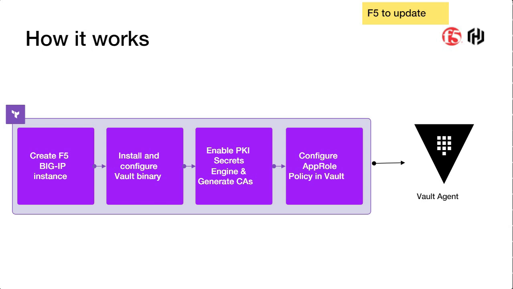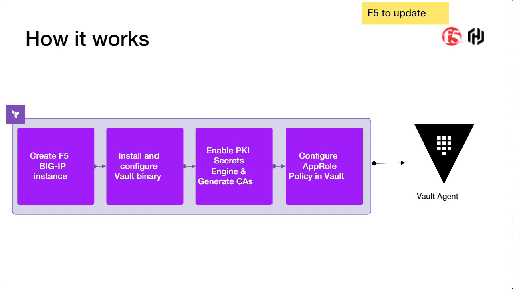So this is the process actually. What we're going to do is create BIG-IP, install and configure the Vault binary as well, start up the Vault server, then enable PKI secrets, generate CAs, and then finally configure the AppRole policy in Vault for machine-to-machine communication. And then we'll execute a Vault agent so that it creates the certificates dynamically, and those certificates it will push to BIG-IP.